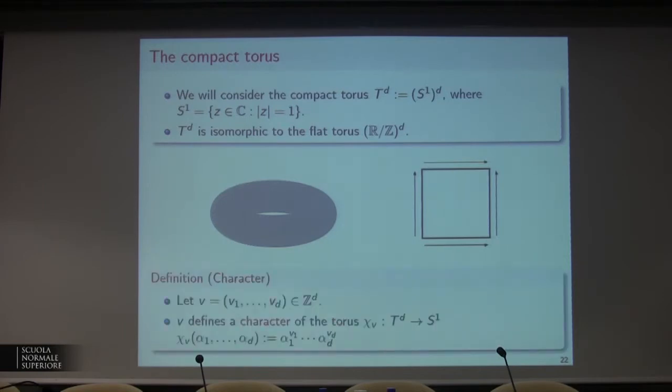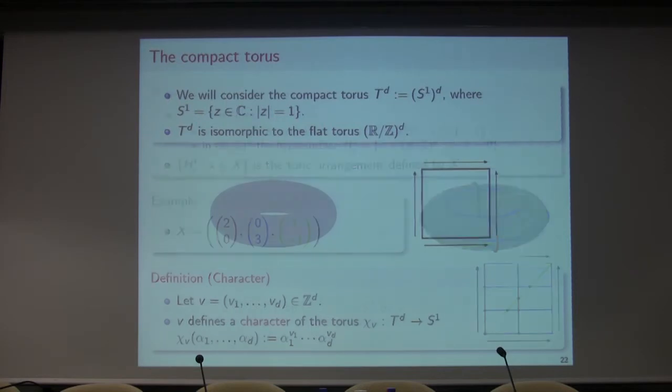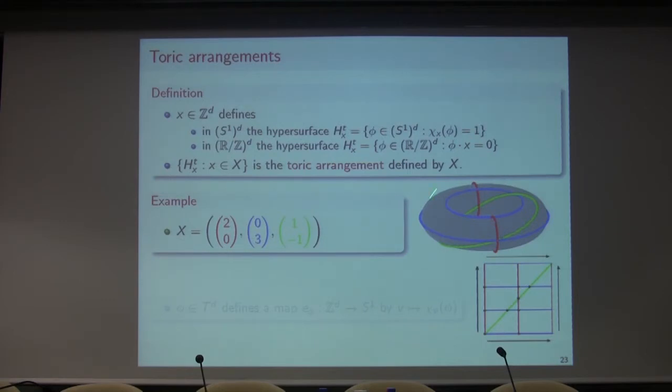Let me remind you of the definition of the character. If we have a vector v with components v1 through vd, which are all integers, the character of the torus is a map from the torus to the one-dimensional sphere, where we take each of the elements and raise it to the power of v. Each vector in the lattice then defines a hypersurface in the torus as the set of all elements in the torus such that the corresponding character evaluated at phi is equal to 1.